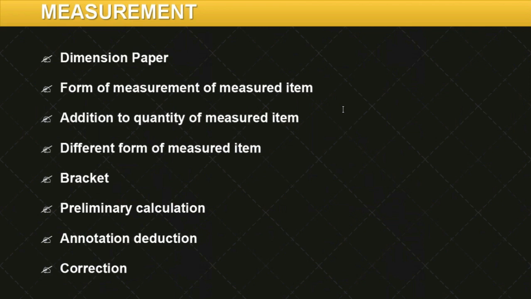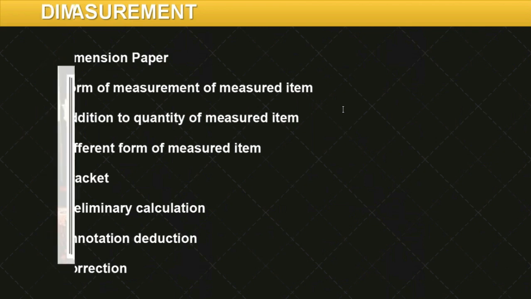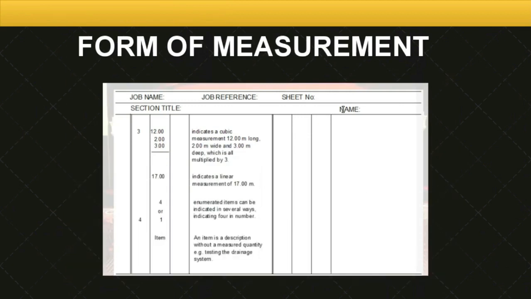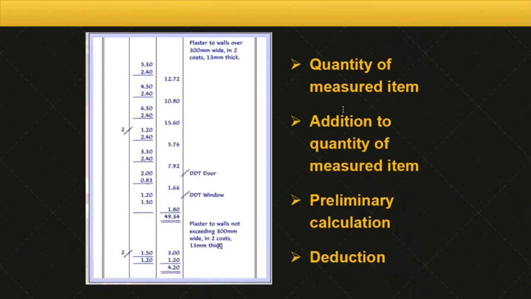Measurement contains dimension paper, form of measurement of measured item, addition to quantity of measured item, different form of measured item, bracket, preliminary calculation, annotation, deduction, and correction. This is the example for dimension paper. This one is the example for form of measurement. This picture contains quantity of measured item, addition to quantity of measured item, preliminary calculation, and deduction.